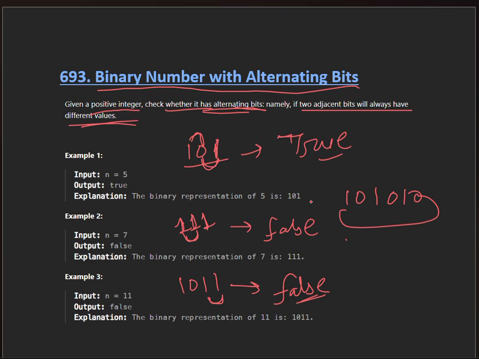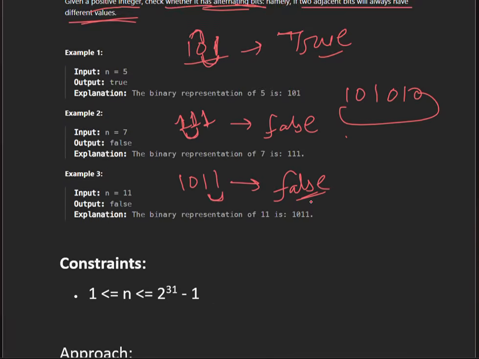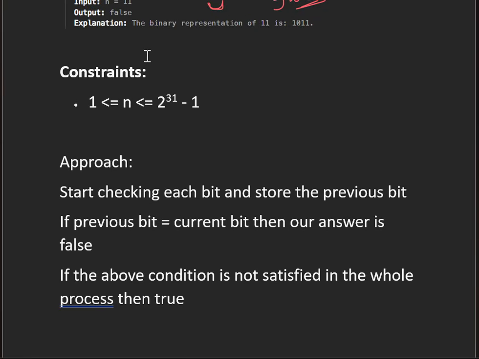Right. So next, let's see the constraints. If you see the constraints, the number can be up to 2 to the power 31 minus 1. Right. So let's see the approach.